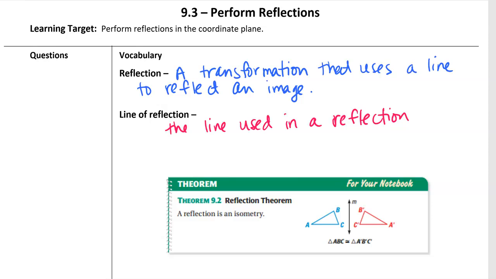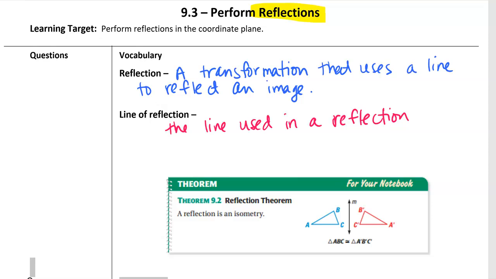In this video, I'm going to go over the next section in our transformation unit, 9.3, Perform Reflections. We are going to review reflecting various items, lines, or primarily triangles or shapes across a line of reflection. Sometimes we actually have to graph that line of reflection, so we'll discuss that.